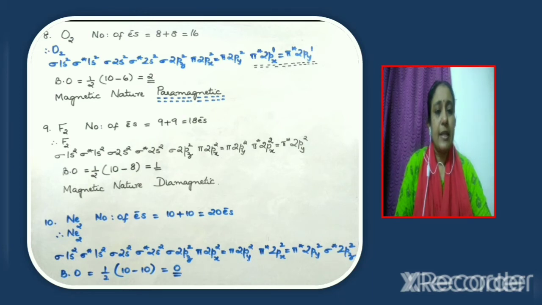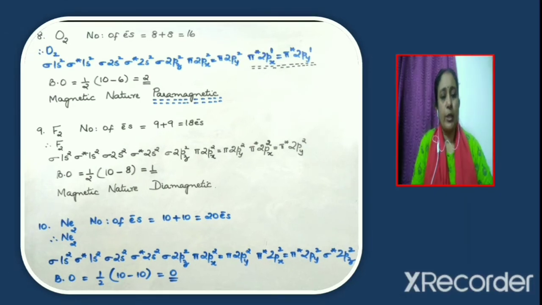We can find that there are two unpaired electrons in the pi star antibonding molecular orbitals. Pi star 2px and pi star 2py orbitals have one unpaired electron each. Therefore, oxygen molecule will be paramagnetic.